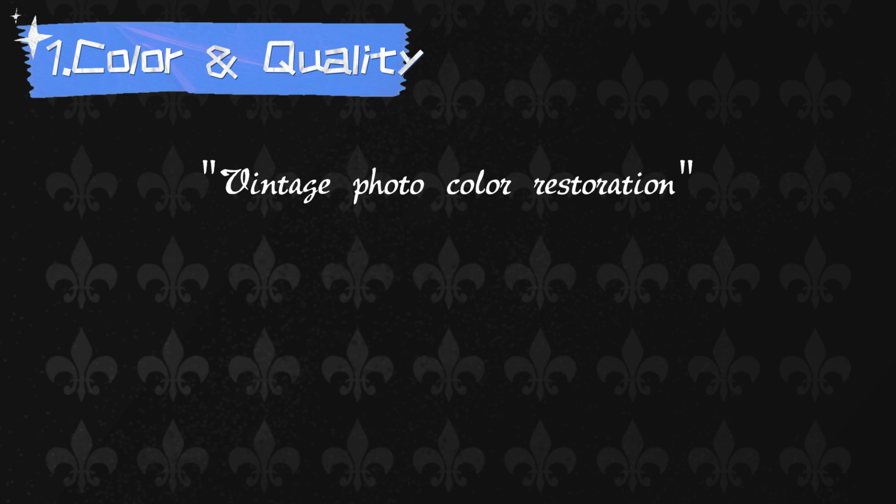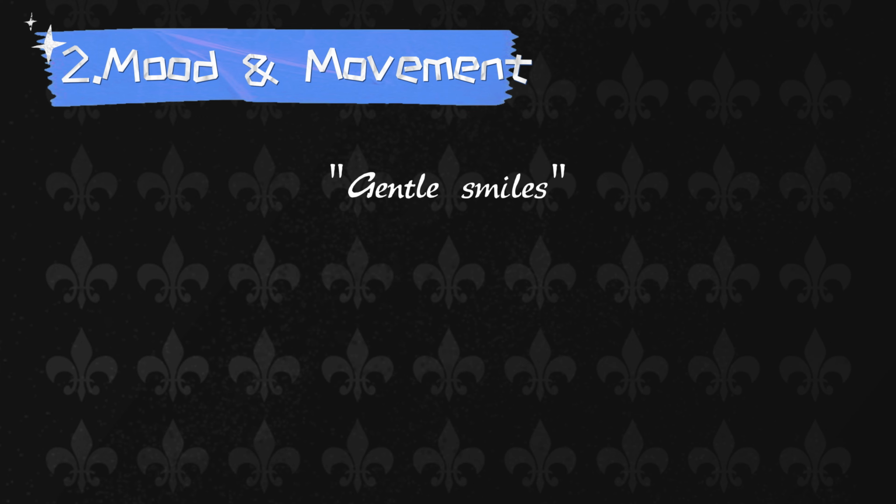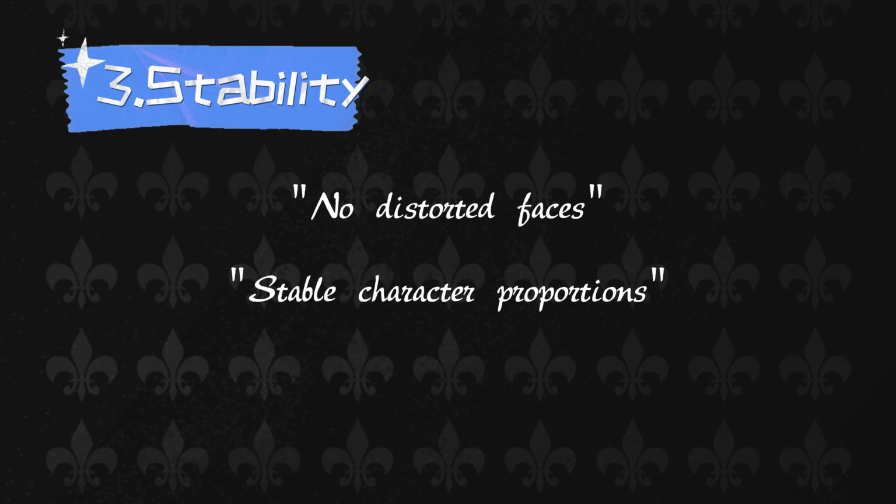Make sure to include these three things. Words like vintage photo color restoration, Ultra HD, sharp details, preserve old photo texture to bring back faded colors and fix blurriness. Phrases like gentle smiles, subtle breathing motions, natural and smooth movement to keep the animation soft and authentic. Avoid big, unrealistic actions like jumping or waving. Add no distorted faces, stable character proportions, no deformation to prevent the AI from making weird mistakes.